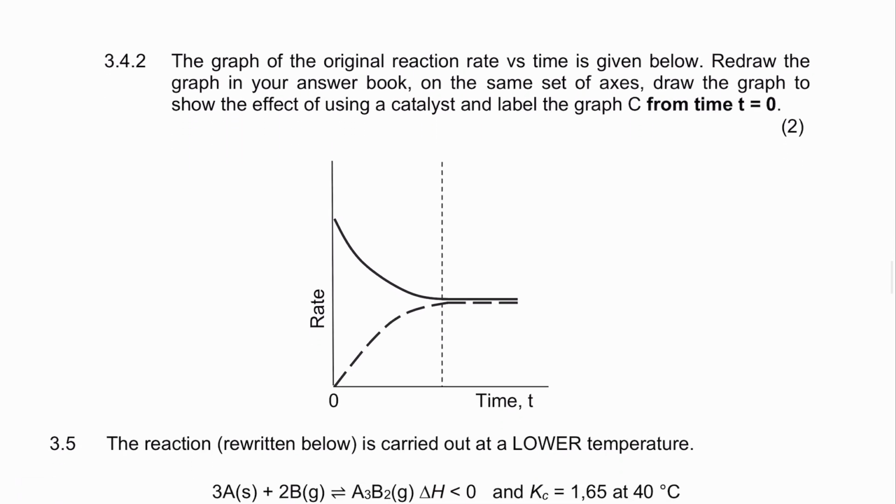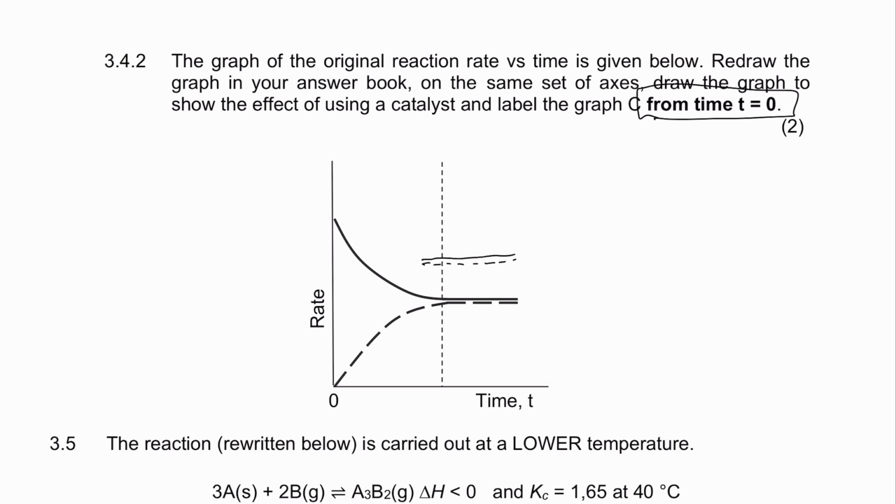Let's look at 3.4.2. The graph of the original reaction rate against time is given below. Redraw the graph in your answer book on the same set of axes. Draw the graph to show the effect of a catalyst from time t0. Okay, now this is a rate graph, and a catalyst speeds up the reaction. So in other words, a catalyst increases the rate. So the new line for the rate will be above the current one. So our solid line and our dotted line will be somewhere here.